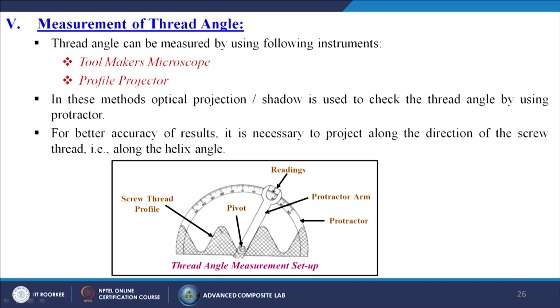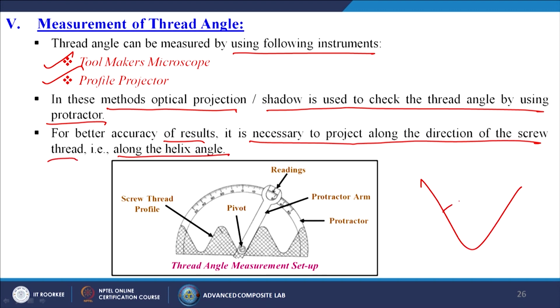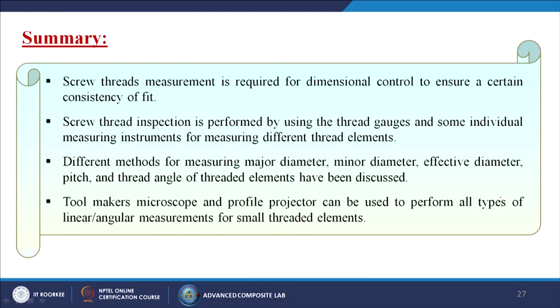Now, come to the fifth part, that is the measurement of thread angle. Generally the thread angle can be measured by using the following instruments. One is called the toolmaker's microscope and the second one is called the profile projector. In these methods, optical projection shadow is used to check the thread angle by using a protractor. So, simple, I am measuring the angle over there. For better accuracy of results, it is necessary to observe the object along the direction of the screw thread, along the helix angle. So, by the projector I can measure this kind of angle.